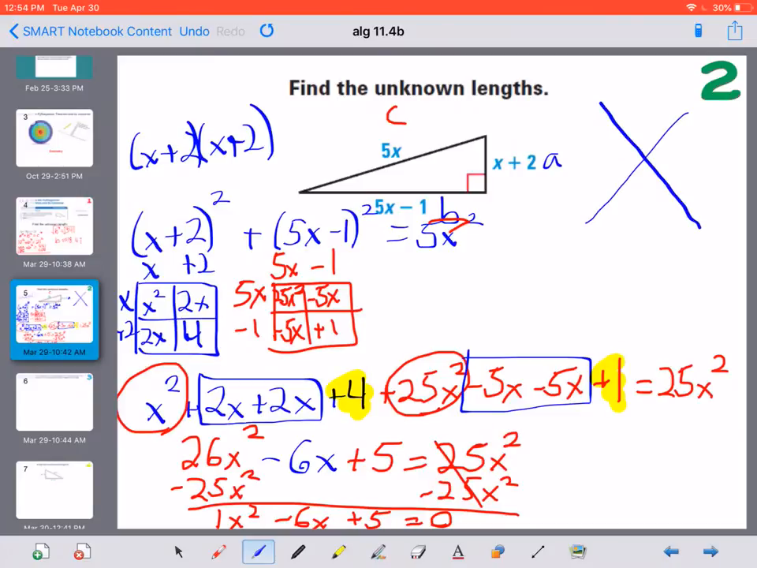So 1x or a, x squared times c is going to be 5x squared. The b is negative 6x. So what is going to add to negative 6 but multiply to positive 5? Well, I know that it's going to be a negative 5x and a negative 1x.